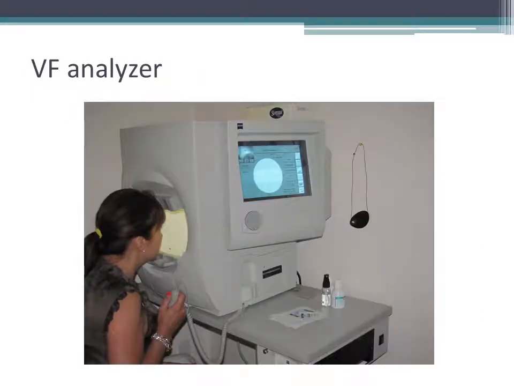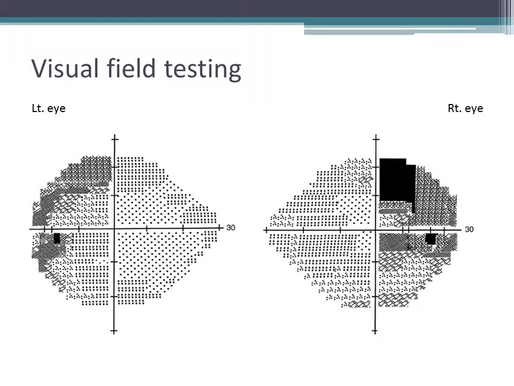Visual field analyzers are used by ophthalmologists in order to map the visual fields. Typically, pituitary adenomas will cause bitemporal hemianopsia, and this is shown here. The right eye is on the right, the left eye is on the left, and you can see the lateral part of the visual fields affected, and that is because of a pituitary tumor.